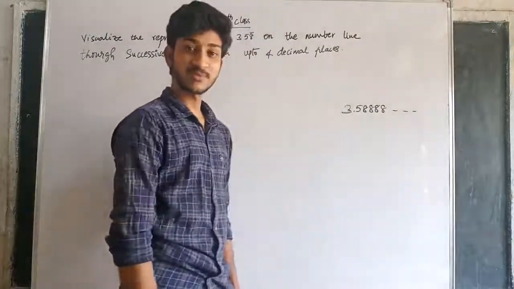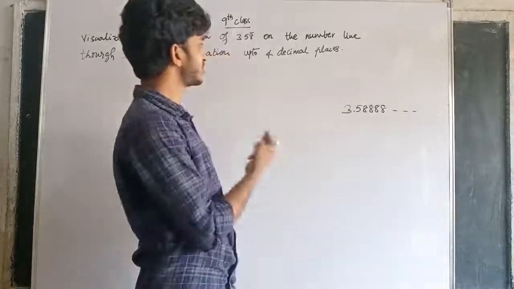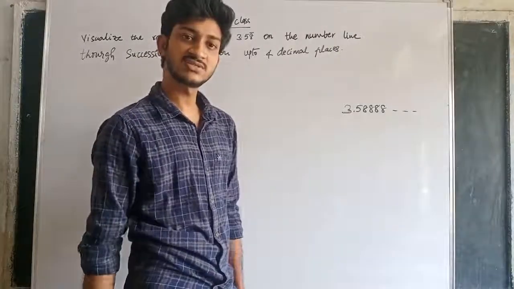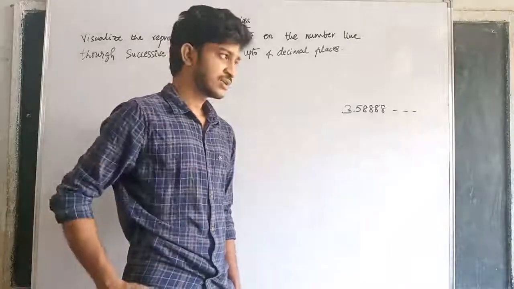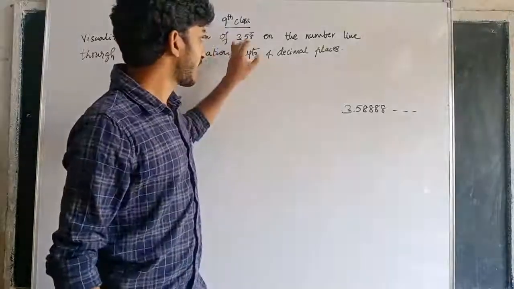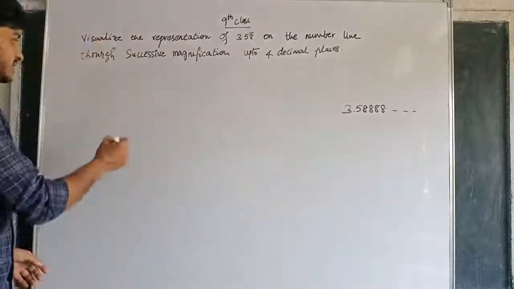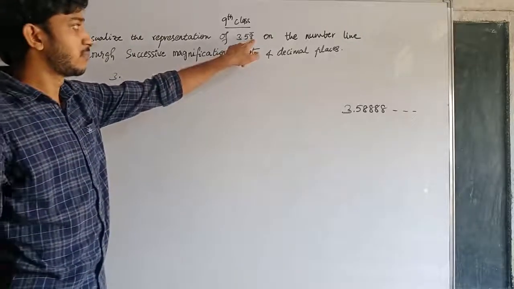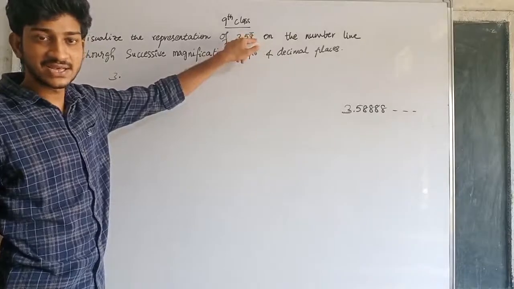In this type of problem, how many decimals is it asking for? In this question, it asks for 4 decimals. In another question it may ask for 3 decimals, and in other questions 5 decimals. So we represent 3.58 bar up to 4 decimals. Here the bar is on 8 only, which means 8 is repeating.